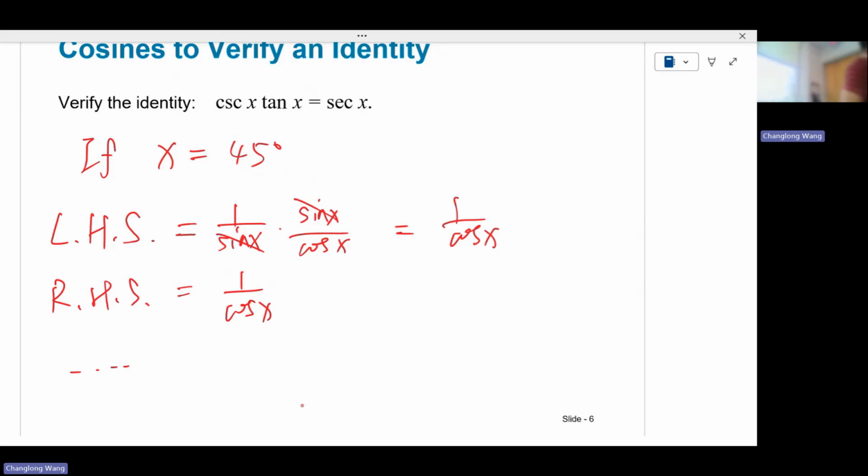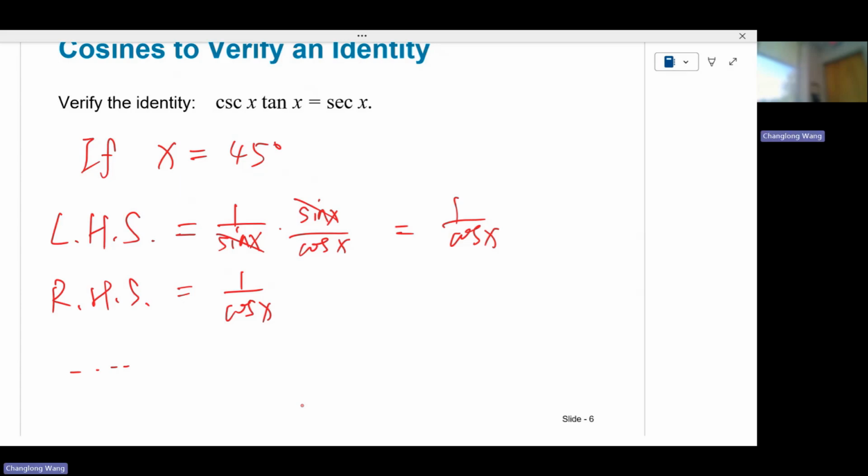But you don't have to, because I can see literally you rewrite with identities, the reciprocal identity and the quotient identity. The left-hand side and right-hand side are exactly the same. And you see that it doesn't matter what value of x you're going to take, that works out. Okay.